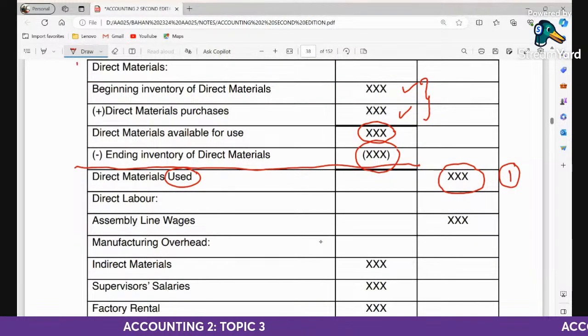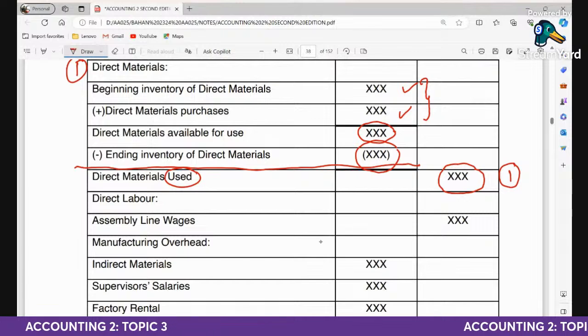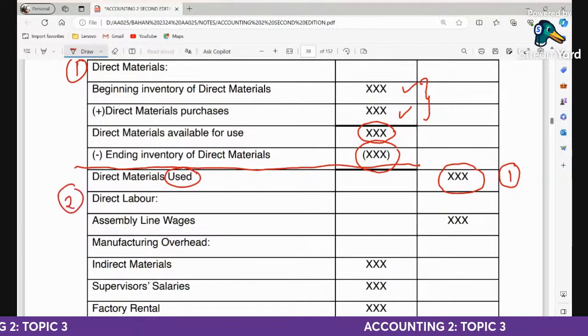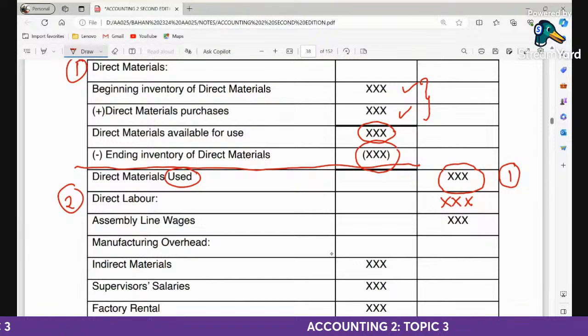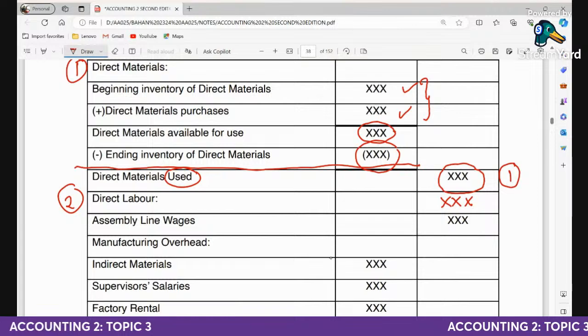Okay, and then kita ada direct labor. Okay, so direct labor dalam soalan, kalau memang diberi item itu sebagai direct labor, so I boleh terus tulis item tu di sini. Tak ada masalah. Tetapi dalam soalan yang diberi, sekiranya direct labor tu diberi dalam bentuk nama lain, okay, you kena senaraikan dia di bawah tajuk.